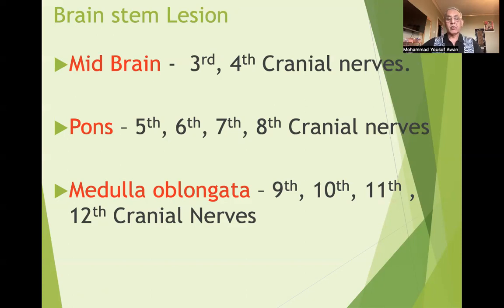If you remember that the brainstem comprises the midbrain, pons, and medulla, and the medulla is the lowest part of the brainstem. There are 12 cranial nerves, and the lowest four, that means the 9th, 10th, 11th, and 12th cranial nerves, have their nuclei in the medulla oblongata, the lowest part of the brainstem.